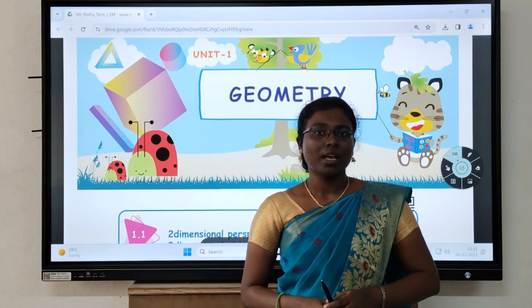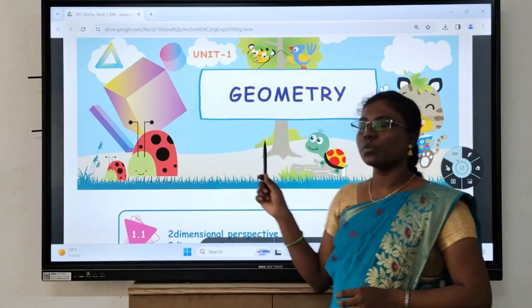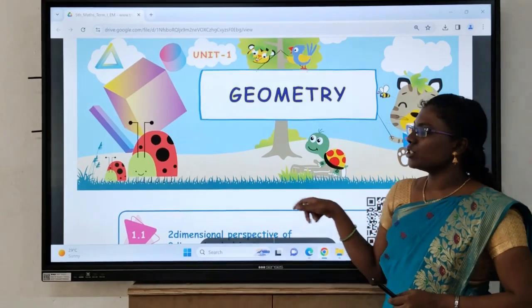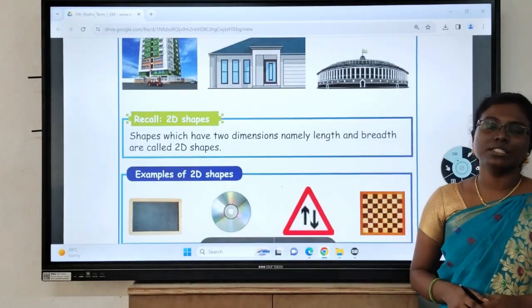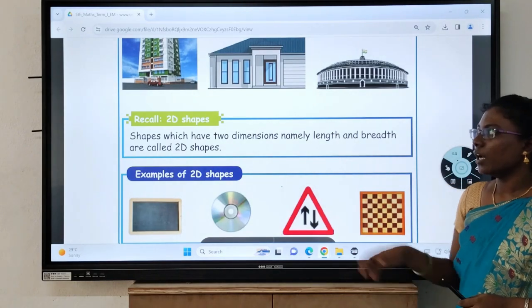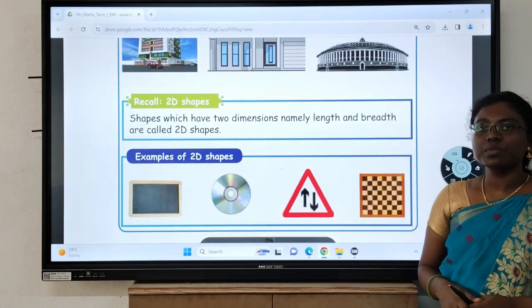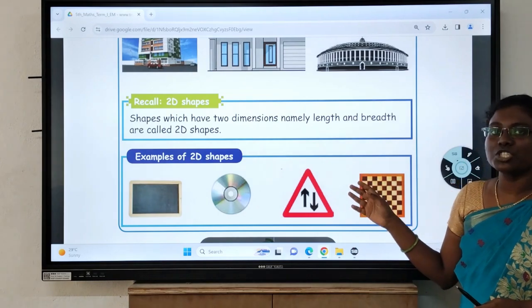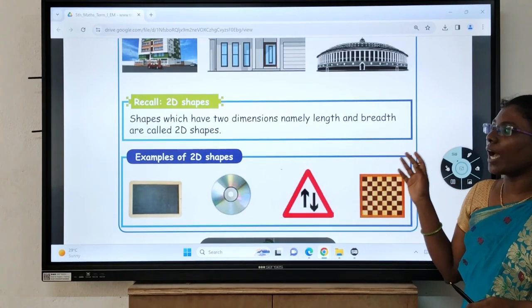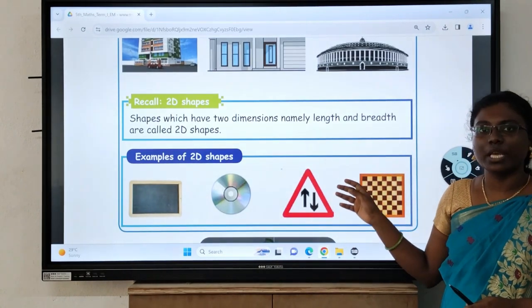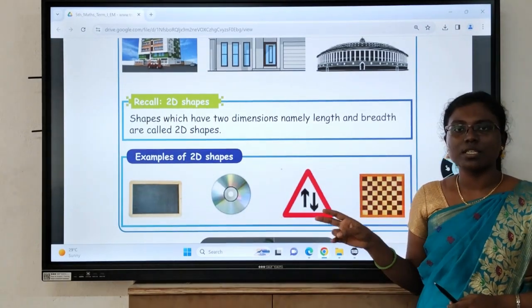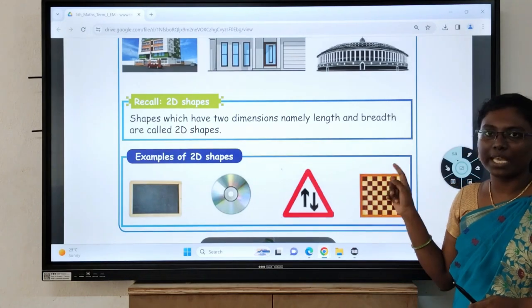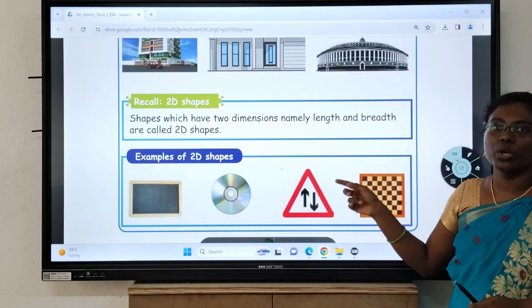Subject mathematics. Standard 5, Unit 12, Geometry. In geometry, we have 2D shapes and 3D shapes. First, 2D shapes. Shapes which have two dimensions, namely length and breadth, are called 2D shapes. So here we have two dimensions, which is length and breadth. So that is called 2D shapes.